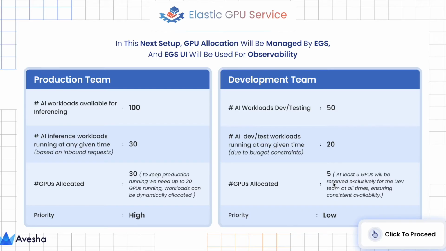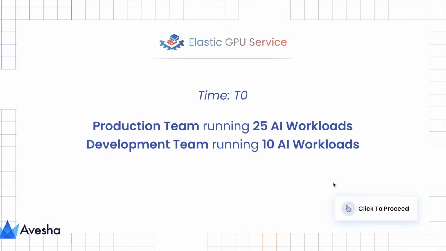So with so few allocations, how does EGS handle those fluctuations in demand? Let's explore that. At time t0, the production team is running 25 models and the development team is running 10. Okay, so they both are well within their allocated limits. What does the EGS dashboard show for this scenario?